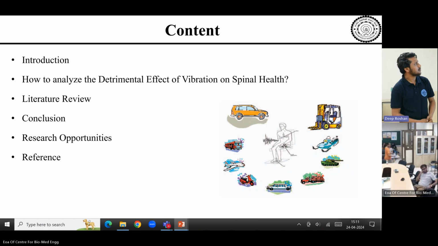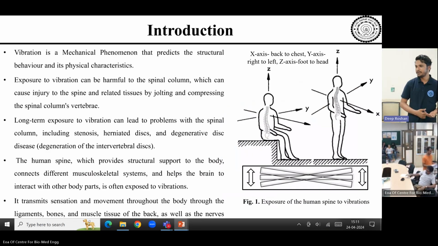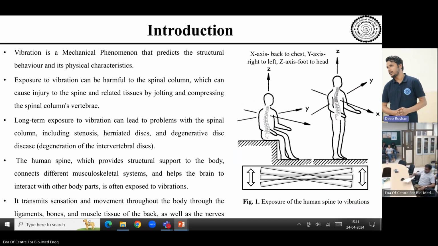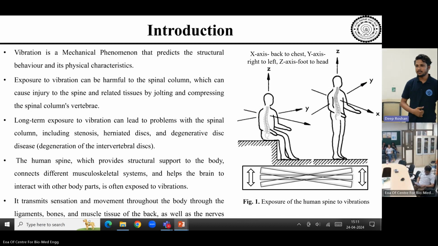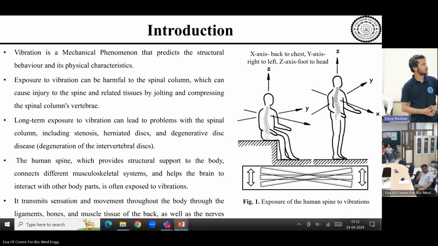So, introduction. Vibration is a mechanical phenomenon that everyone has experienced in daily life activity like walking, running, and driving a vehicle, or when someone is working in an industrial area and operating heavy machinery equipment. Exposure to vibration can be harmful to the spinal column, which can cause injury to the spine and related tissues by jolting and compressing the spinal column vertebrae.